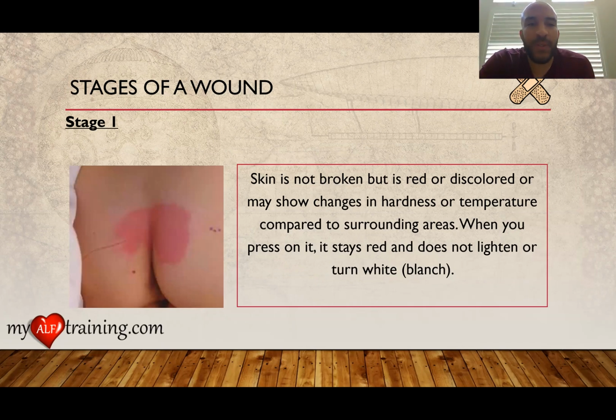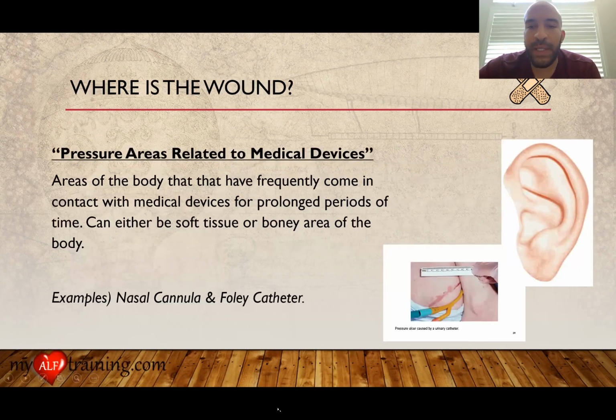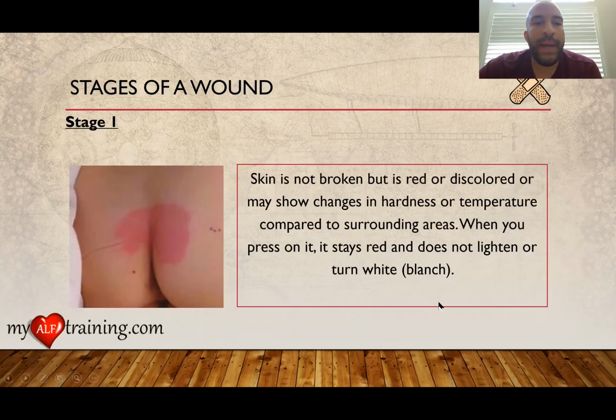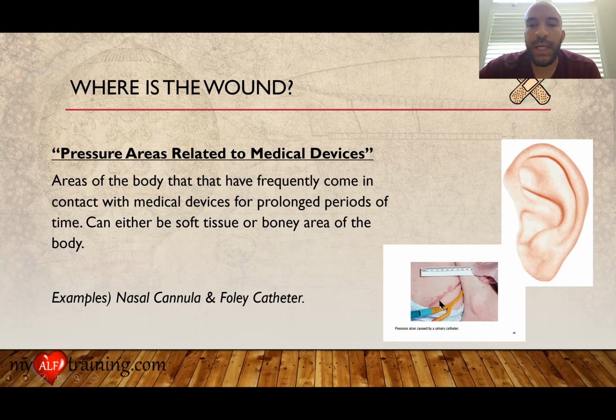All right. So stage one. So if you compare this picture of this reddened area of the sacrum, and remember we talked about the sacrum being the most common site of a wound in patients who are in a nursing home. If you compare the redness there to the redness here, you can see why I said that was a stage one on this previous slide.